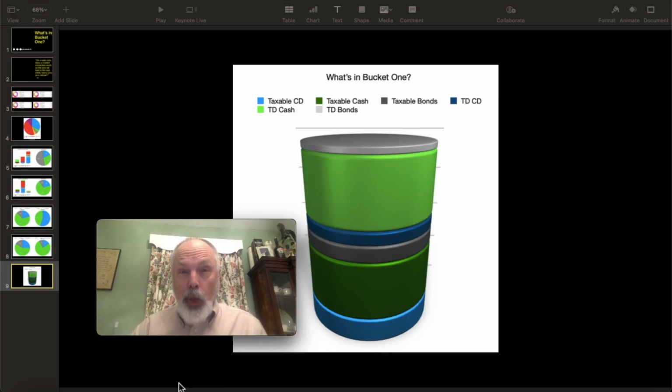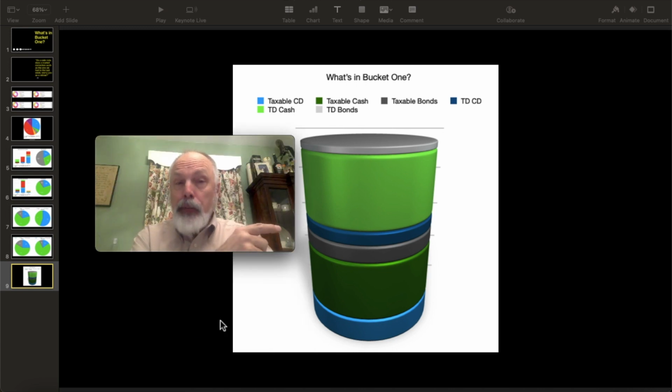What's in my bucket 1? Here's a stacked cylinder chart, a bucket, that shows you the assets that make up bucket 1. They include the taxable CD, taxable cash, mostly in the bank, and a little bit of I bonds that will have to be taken from my Treasury Direct account when I need them. Assets in bucket 1 also include the tax-deferred CD, the tax-deferred cash, and the tax-deferred bonds.